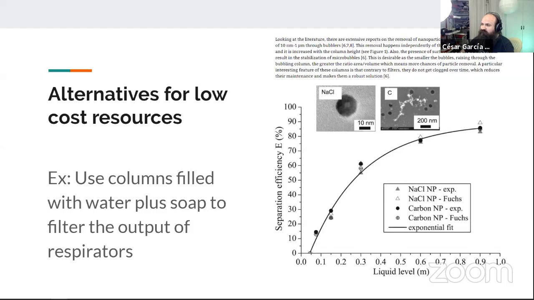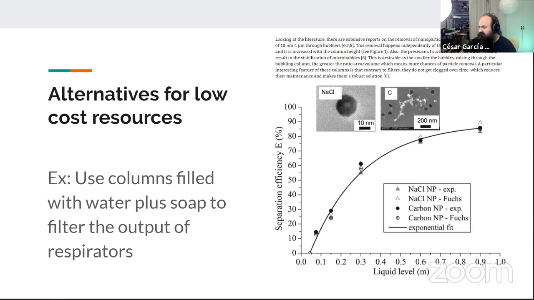There are a lot of solutions being covered in the forum that, if we think about the legal or the regulatory, would usually have a hard time passing right now. For example, these kinds of alternatives for low-resource settings. Miguel Angel has been creating a lot of good content on, for example, how to filter the output of respirators.